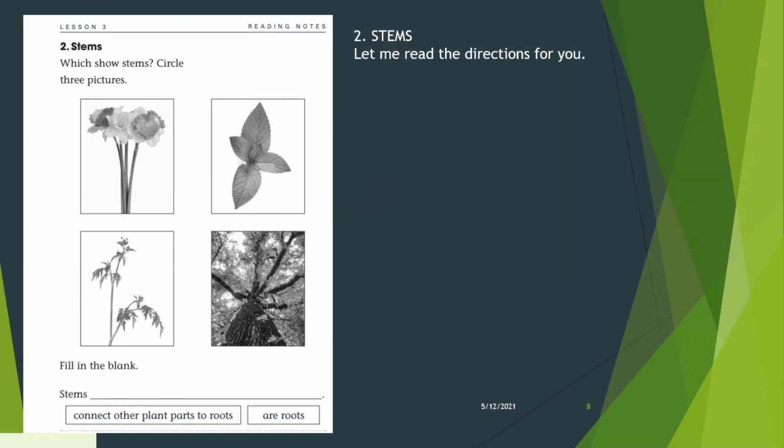Now look at our next page in our workbook. Number 2, stems. Let me read the directions for you. Which show stems? Circle 3 pictures that show the plant stems. One of them does not show the stem. Don't circle that one. Circle the 3 that do show a plant stem.